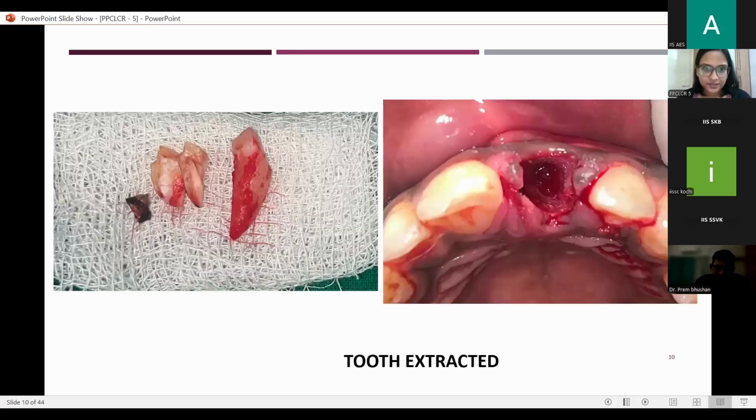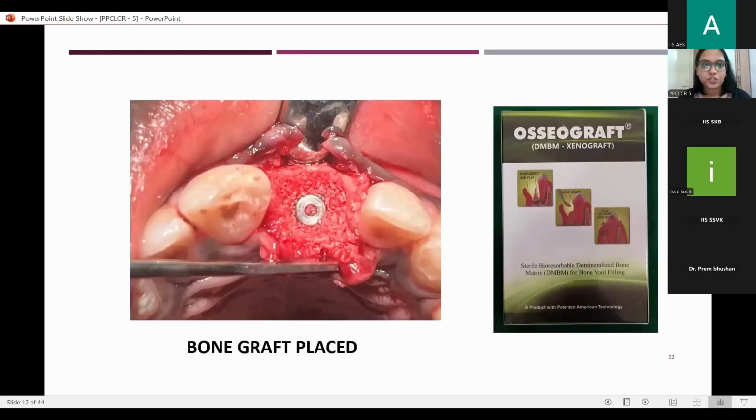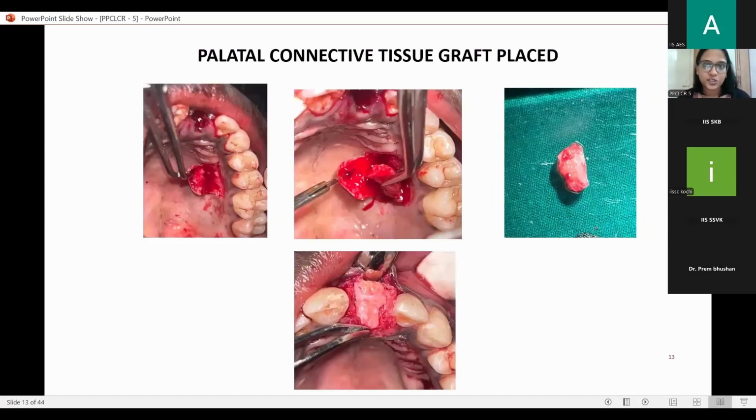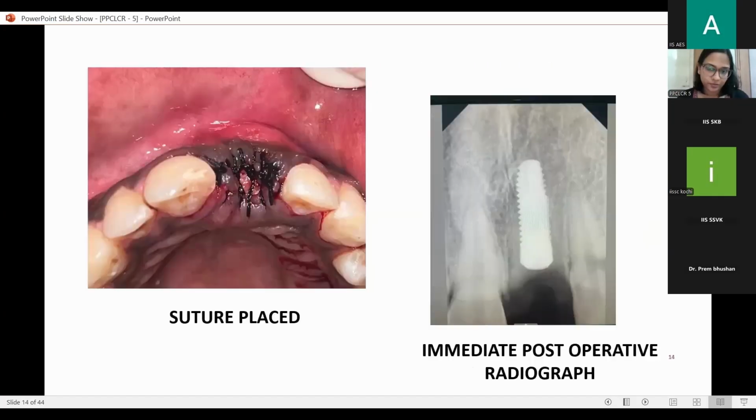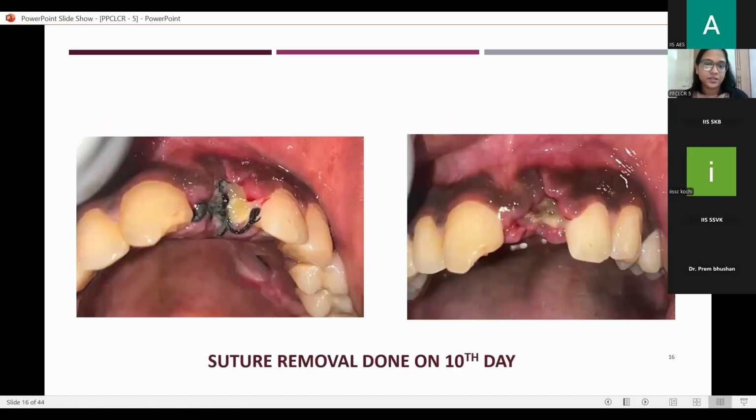The tooth was extracted atraumatically and the socket can be seen. An immediate implant of size 4.25 by 15 mm was placed in the site. The jumping distance was managed by placing bone graft, and a palatal connective tissue graft was procured and placed above the bone graft as a barrier membrane. And the sutures were given. This is the immediate postoperative radiograph, and a temporary acrylic partial denture was given. Suture removal was done on the 10th day.